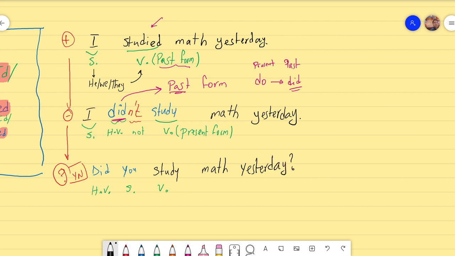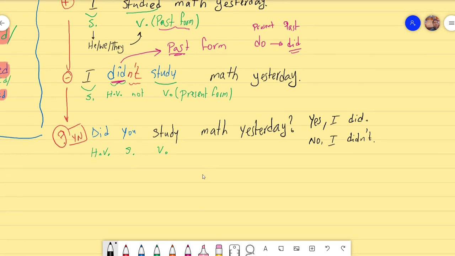Did you study math yesterday? Yes, because it's asking you, so you're talking about yourself. You say, yes, I did. Or no, I didn't. Very good. So one more time. We have helping verb, subject, and verb.